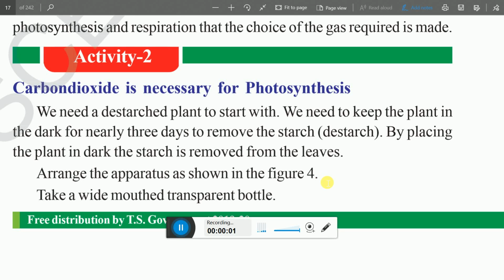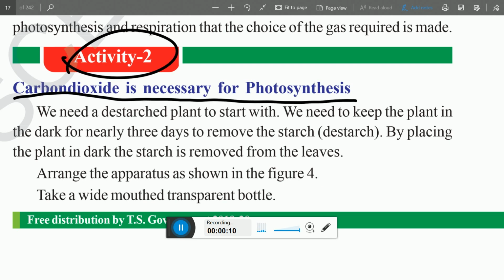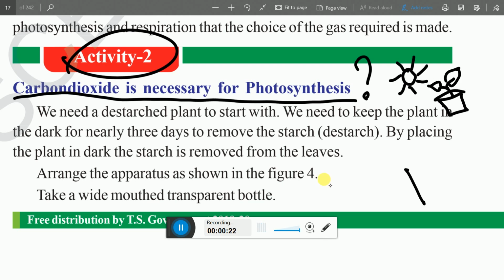Till now we have discussed the introduction of photosynthesis. Today, activity 2, we will discuss whether carbon dioxide is necessary for photosynthesis or not. That means in the presence of sunlight, every green plant prepares food from photosynthesis.